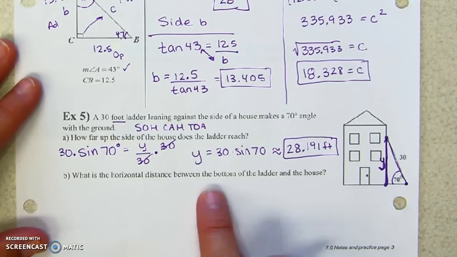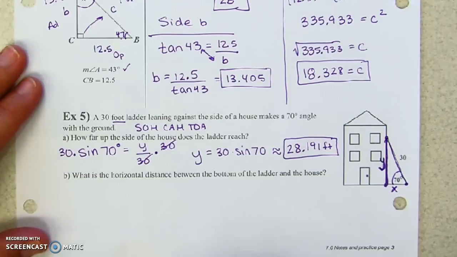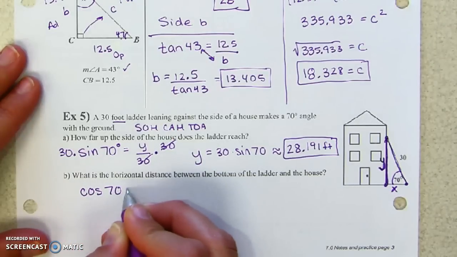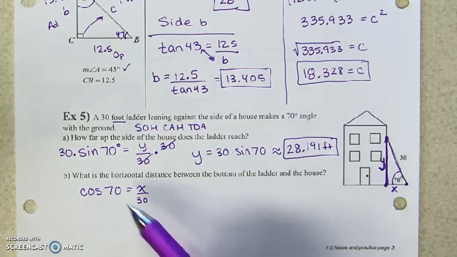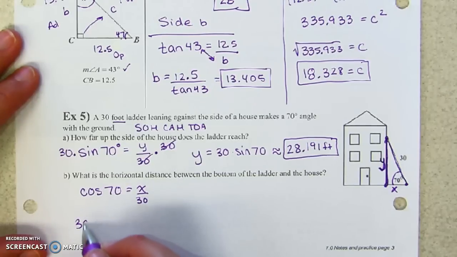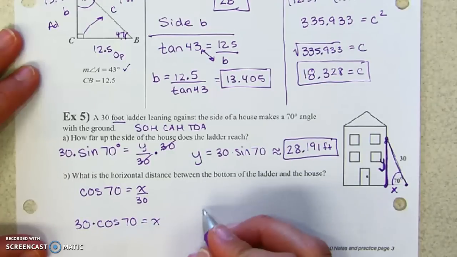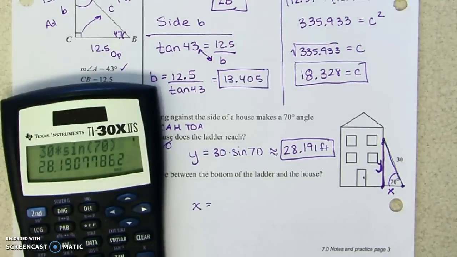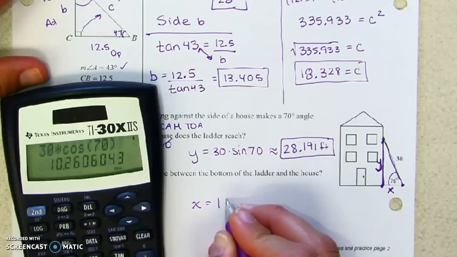What is the horizontal distance between the bottom of the ladder and the house? So this value x, we could use Pythagorean theorem, but let's use trig again. Let's use the cosine of 70 will equal x over 30. Now, will this be the same answer? No, because cosine of 70 is different than the sine of 70. So we're going to have 30 times the cosine of 70 will equal x. Multiply both sides by 30, just like we did before. Now we're going to do 30 times the cosine of 70. And the ladder is 10 feet away from the house.